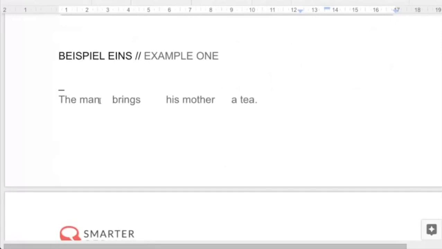This sentence has certain elements. It has the man, it has his mother, and it has a tea. So we have 3 elements for the 3 main cases. What I do when I read a foreign language text, I always figure out what's the verb, what's the action, what's happening, because I want to know what's happening. Germans are so keen to know what's happening. And in this case, it is the brings.